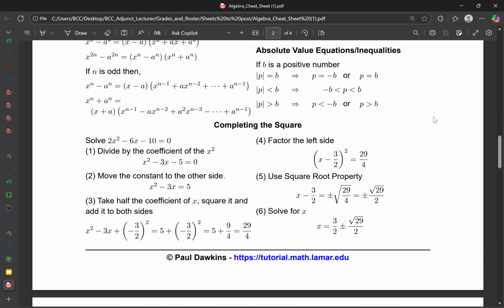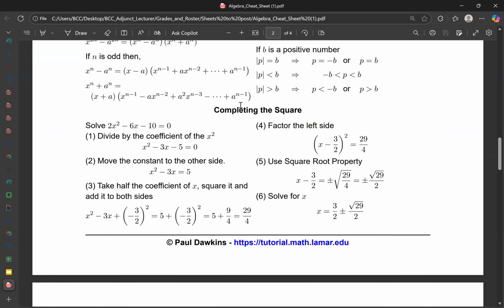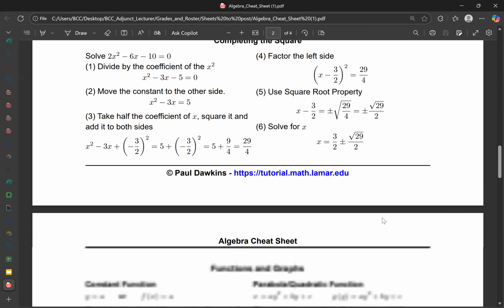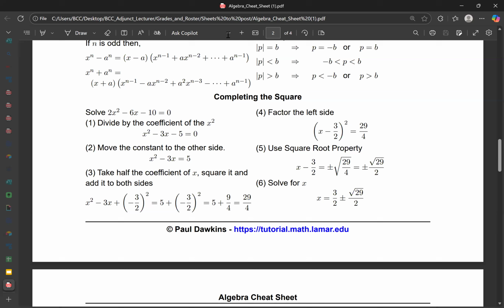Completing the square, in case you forget on the day of the test, you have the whole process right here. Step by step, right? If you're solving for one, divide by the coefficient, move the other number over. You have your magic formula, negative b over 2a squared, plug that in, add it to both sides, factor it, solve for the variable. There you go. Not too bad, not too bad.